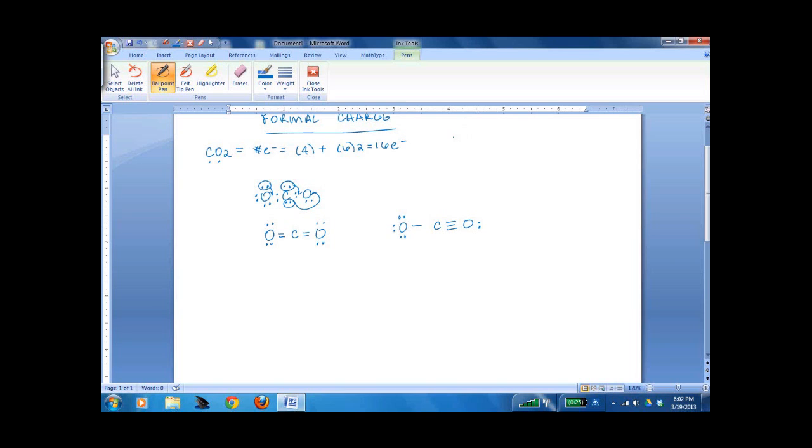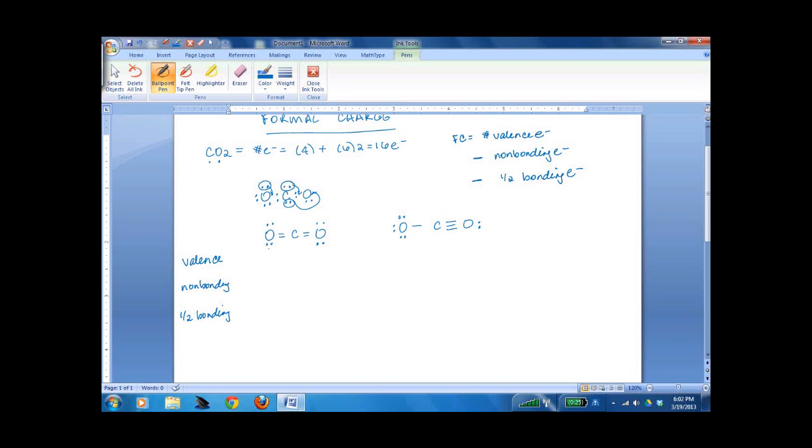And we said that formal charge equals the number of valence electrons minus non-bonding electrons minus 1/2 bonding electrons. So let's look at this for these different structures. We'll have valence, non-bonding, and 1/2 bonding.